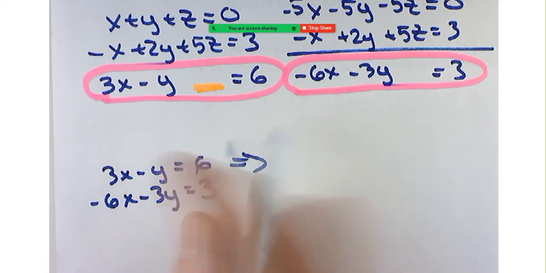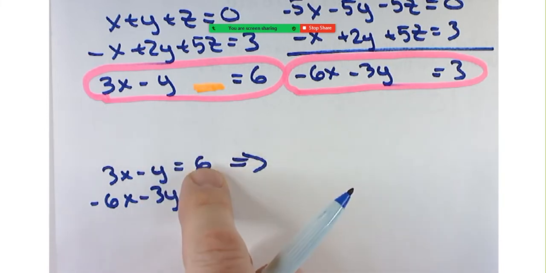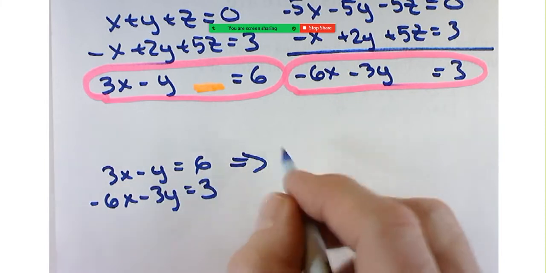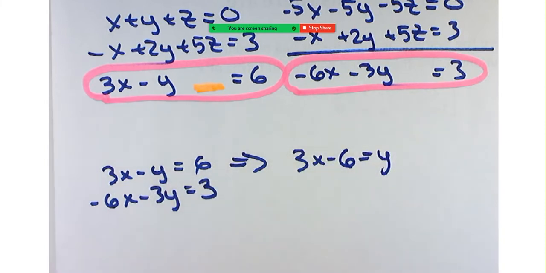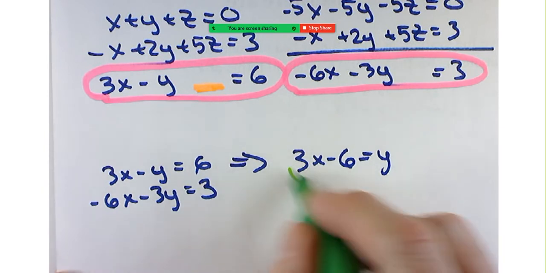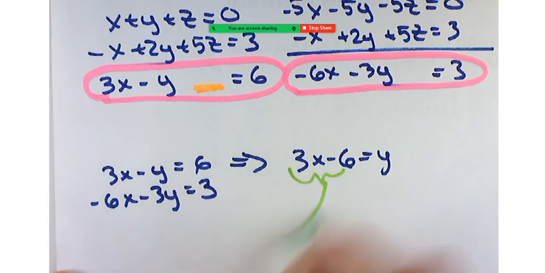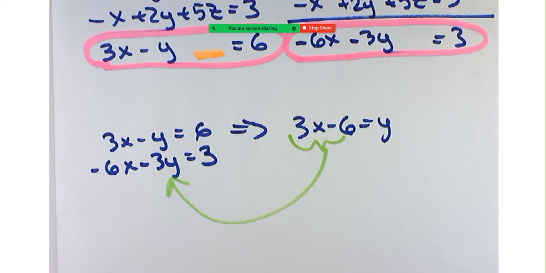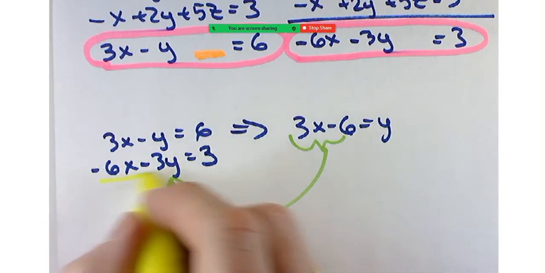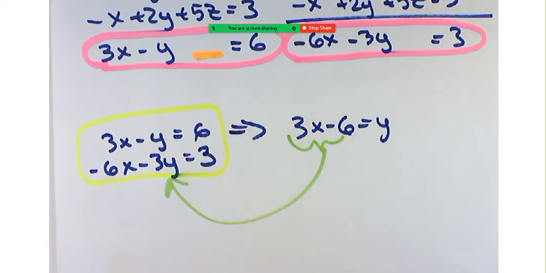So if I move the y to the right-hand side and the 6 to the left-hand side, I get 3x minus 6 equals y. And now I can take that expression for y and plug it in here. Let's see what happens when I do that. So when you get here, you can solve any way you want. You could actually graph it. Nothing wrong with that.